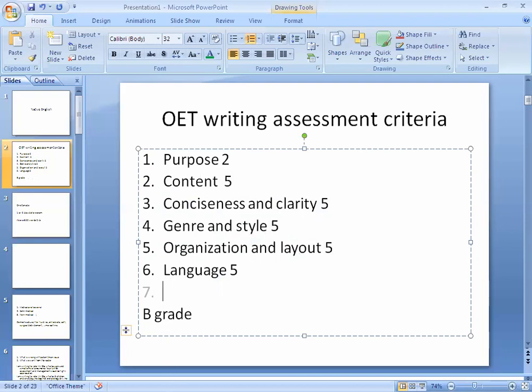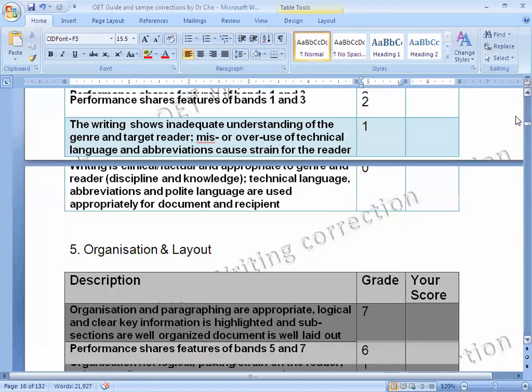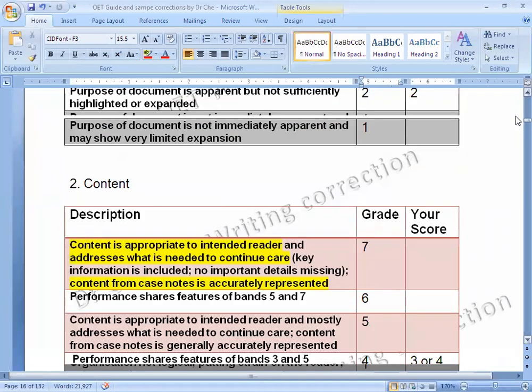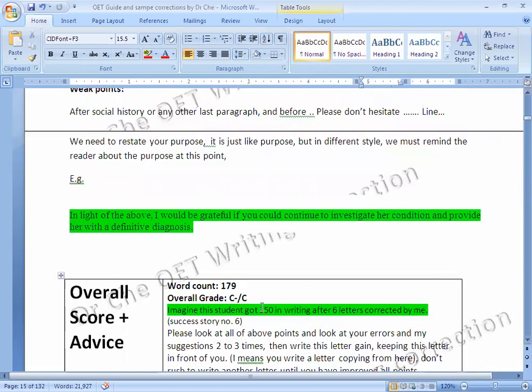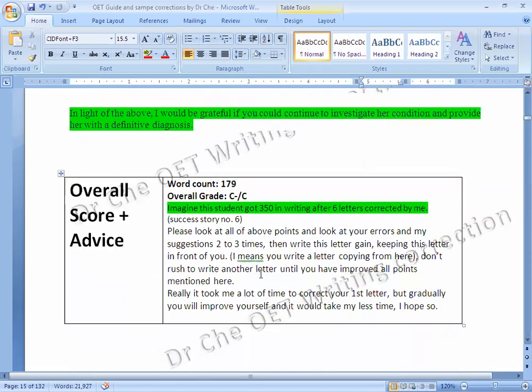So when I mark letters, for example, let me show you this student. This student got C negative or C. Okay, this is my real student. And after 6 letters corrected by me, she got, you know, B grade, 350 in the real exam. This was my student from Australia. She was a doctor. And she did 6 letters. This was her first letter, C negative or C.